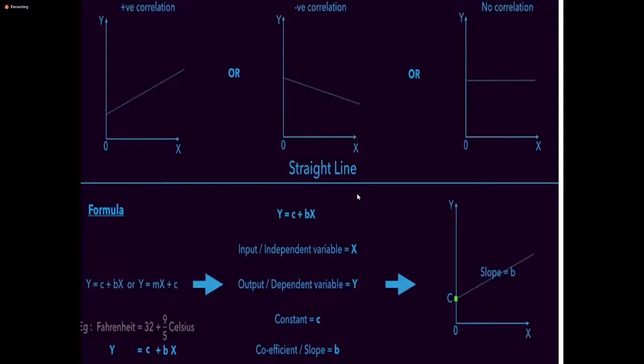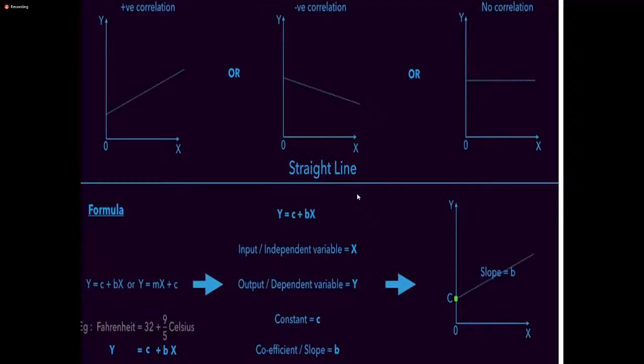See, we have 3 types of correlations. The formula is y equal to mx plus b, or y equal to c plus bx. One is the positive correlation, one is the negative correlation, and one is no correlation. Actually, the straight line may be moving from left to right in an upward direction, or left to right in a downward direction, or in a straight line.